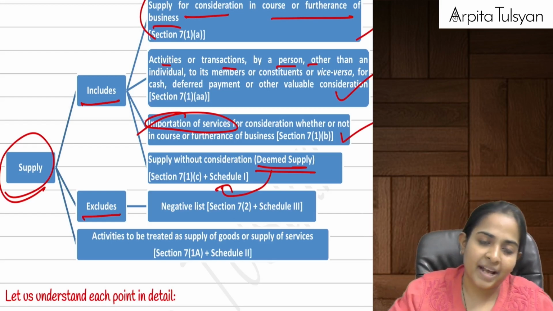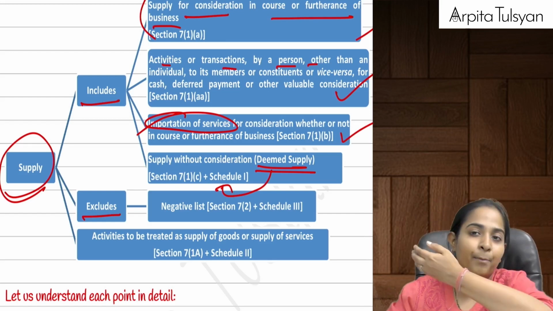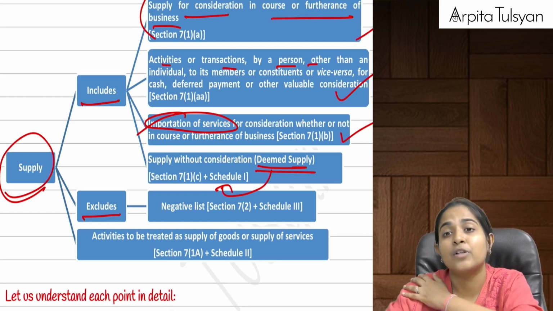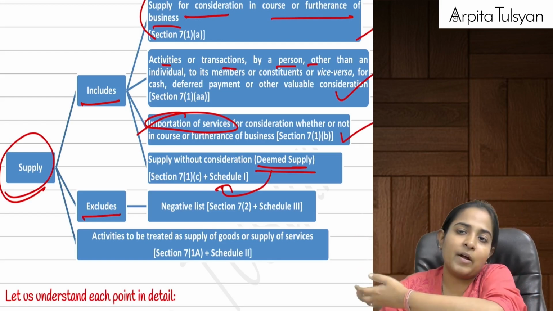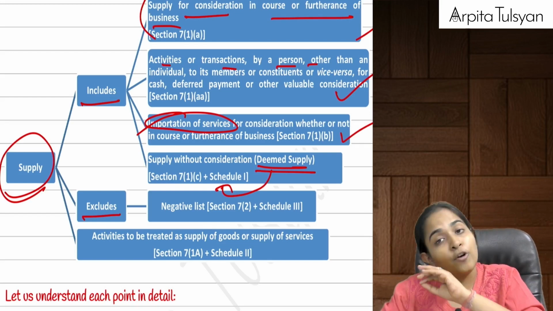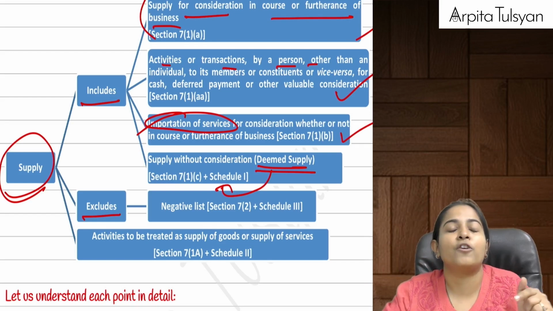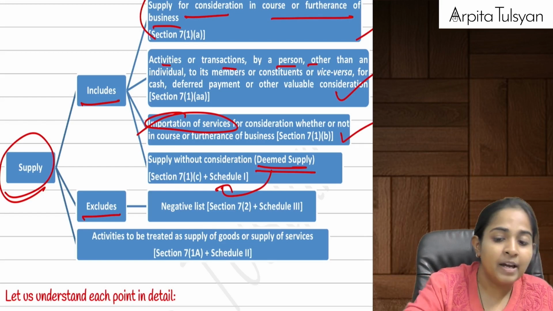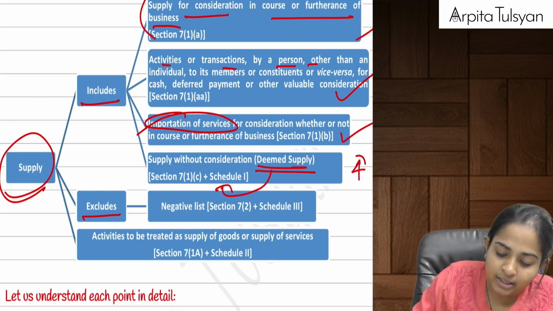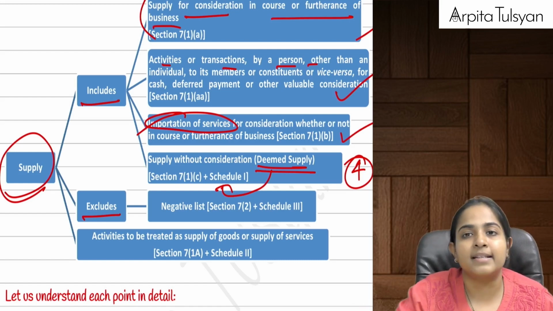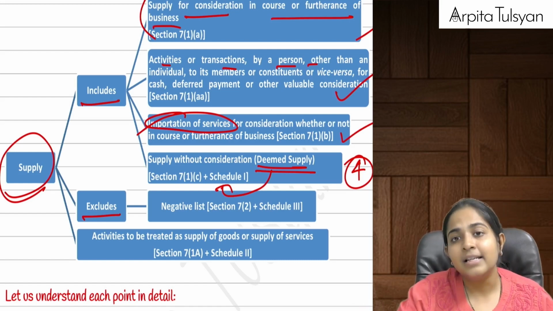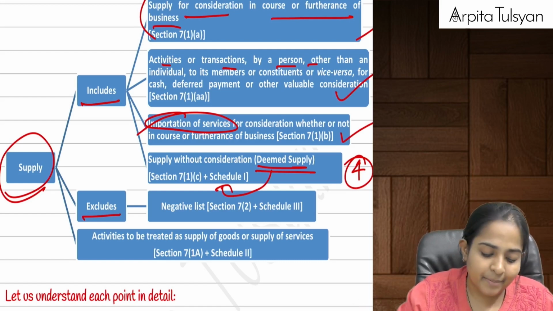And the last one, para number 4, was talking about importation of services from my related person or establishment outside India, for zero consideration, but only in the course or furtherance of business. These four transactions, even if done for no consideration, will be considered as a supply. Then we studied those excludes.